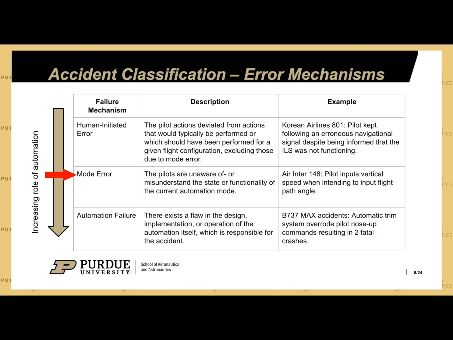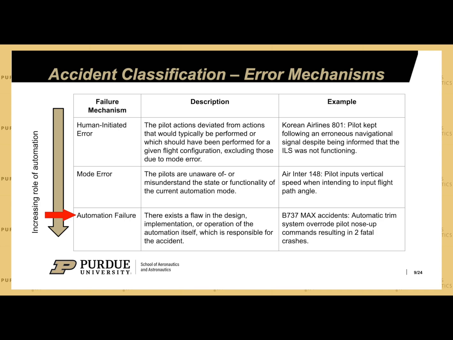Failures of this type often involve inputting information in the incorrect mode, such as with Air Inter Flight 148, where the pilots intended to input a flight path angle but instead inputted a vertical speed, because they did not realize the vertical navigation mode was set to vertical speed, not flight path angle. While this is a type of human error, it is its own category in our study because of its prevalence in automation-related accidents, as we found.